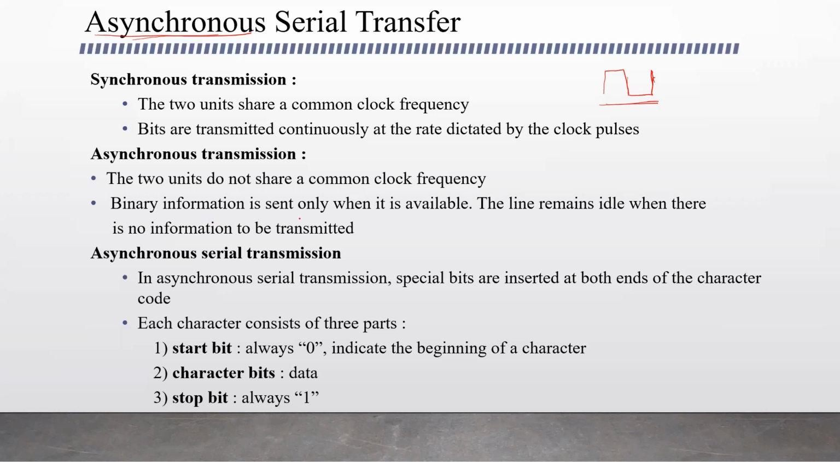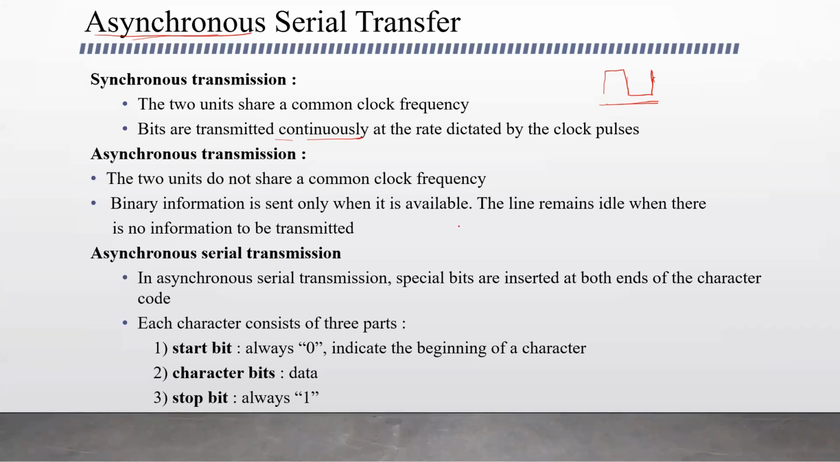And binary information is sent, not continuously as in the earlier synchronous case, but only when it is available. When the sender has data to send, it places the data, and the line remains idle when there is no information to be transmitted. So in this asynchronous transmission, we have learned that there are some controls like strobe control and handshaking.